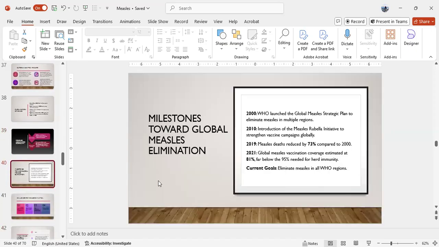Milestones towards global measles elimination. In 2000, WHO launched the Global Measles Strategic Plan to eliminate measles in multiple regions. In 2010, introduction of the Measles Rubella Initiative to strengthen vaccine campaigns globally. 2019, measles deaths reduced by 73% compared to 2000. In 2021, global measles vaccine coverage estimated at 81%, far below the 95% needed for herd immunity. Current goal of WHO is to eliminate measles in all regions.